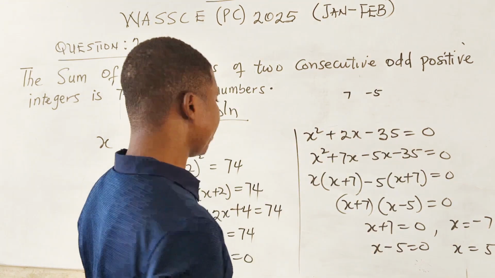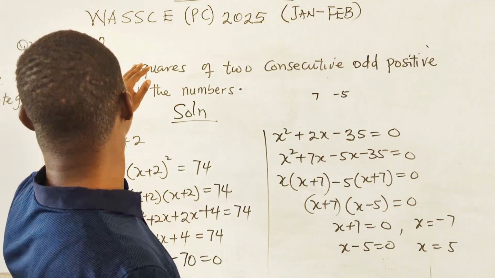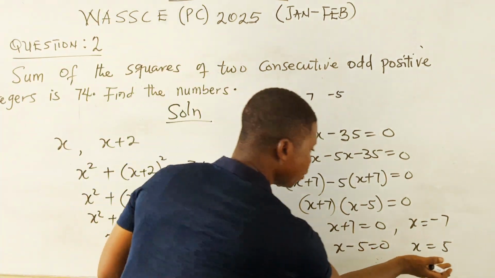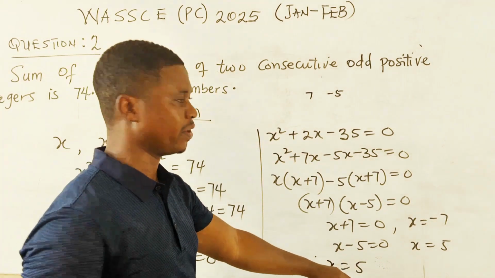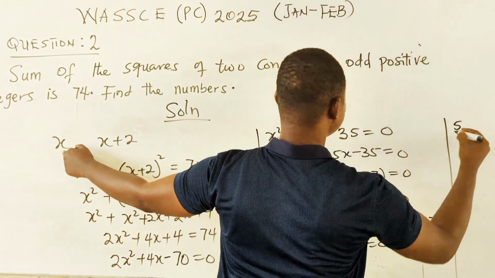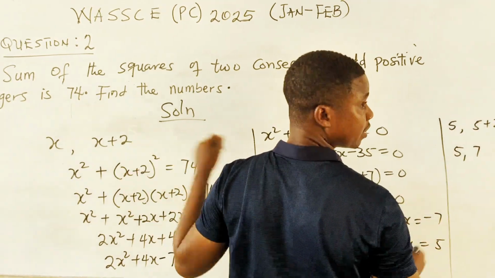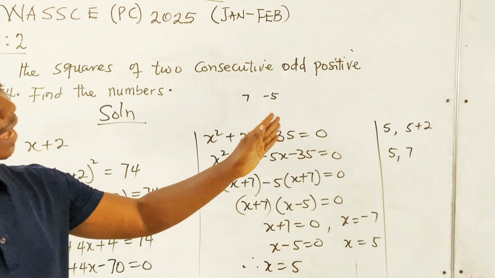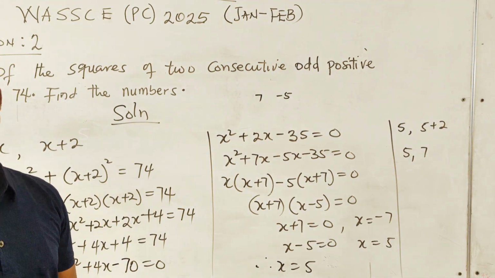The question said positive integers. So when we consider the positive, our x is equal to 5. Having x to be 5, we look at the numbers. The first number is 5, then the second number becomes 5 plus 2, which is 7. So the numbers the question is demanding are 5 and 7. You can even test this and verify if your answer is right.